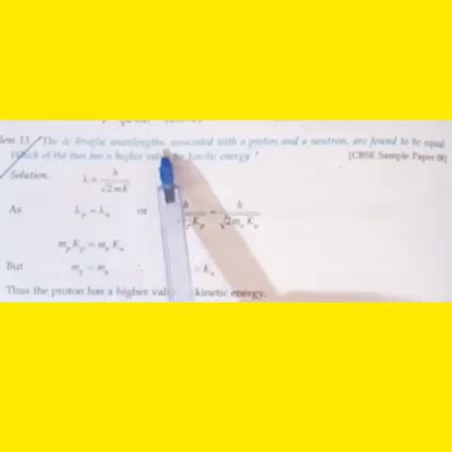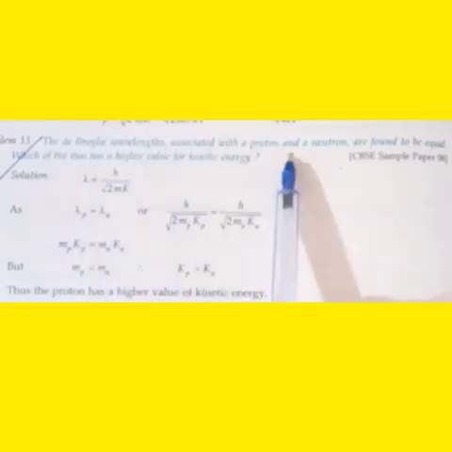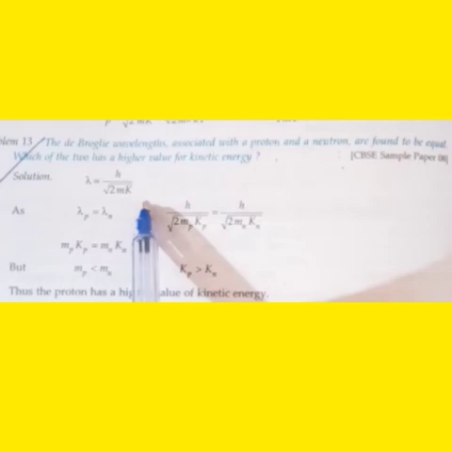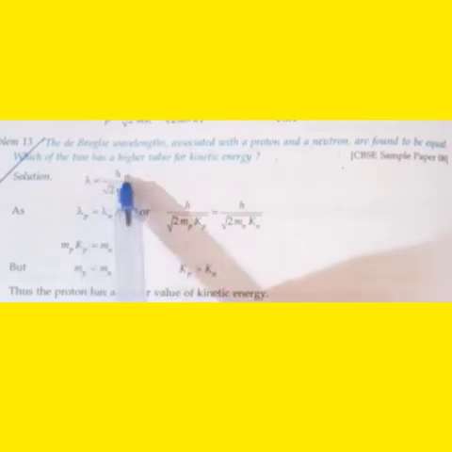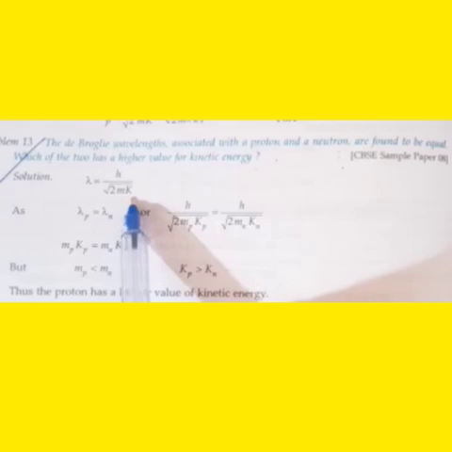The de Broglie wavelengths associated with a proton and a neutron are found to be equal. Which of the two has higher value of kinetic energy? You know that lambda is equal to h divided by root of 2 m k. Lambda means wavelength, h means Planck's constant, m is mass, and k is kinetic energy.